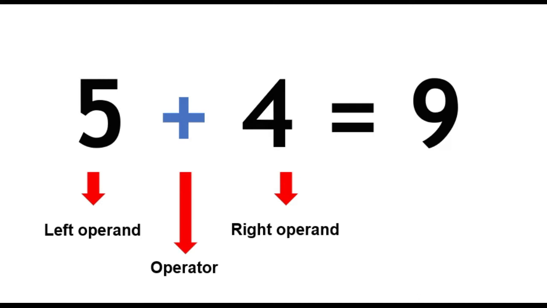Okay? Next is, ano ba yung left and right operand? Ang left operand is ito yung nasa left side ng operator. Ang operator natin dito sa expression na to is we have the plus or addition. Ang right operand naman is yung operand na nasa right side ng operator natin na addition or any operator. Next, we have the equal sign and yung 9 is yung result.